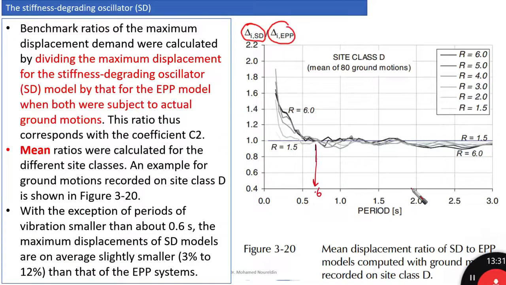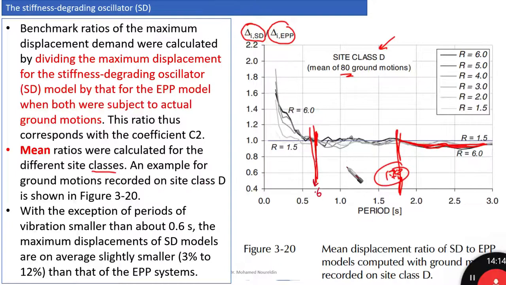So now let's go back to our main slide here. As you can see, for the means of all systems for this site class, we find that they are going around 1, or maybe a little bit less than 1 in certain cases, starting from here, for example, at 1.7 or 1.8 seconds. We find a slightly lower value, where the ratio is less than 1. As we said, every line is the mean of 80 ground motions. So the mean ratios were calculated for the different site classes.